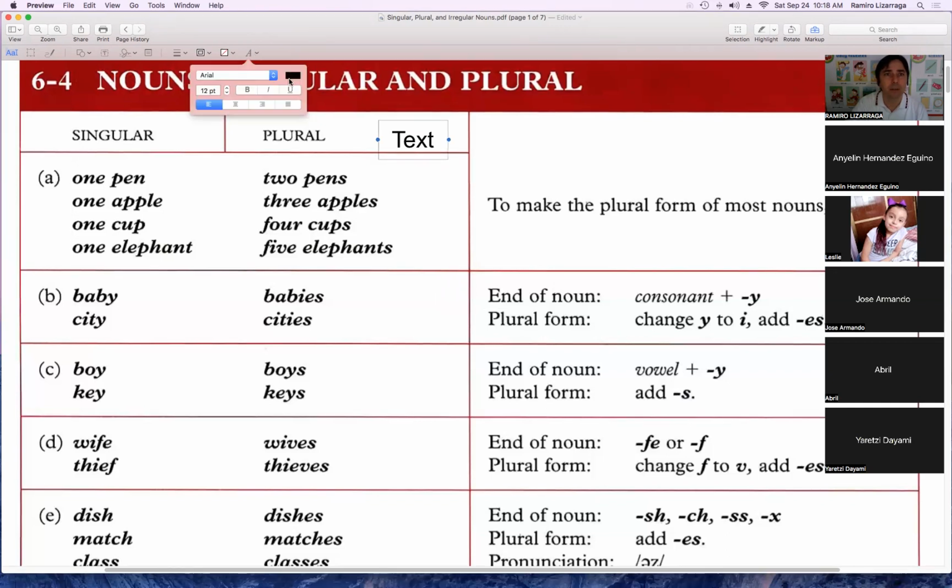Just give me 1 second. I'm gonna change the color here. Okay, let me change right here.